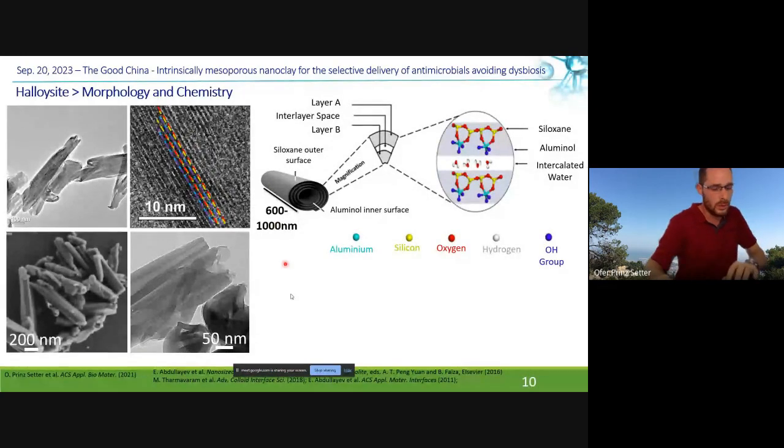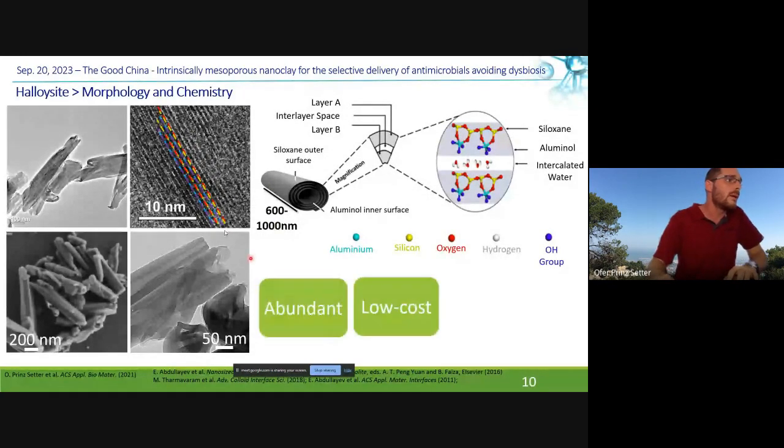They are found all around the world. They are abundant. They are made of alternating layers of silica and alumina rolled into these tubes. Here you can see the lumen. And they are extremely low cost in comparison to other nanomaterials. They are bought by the kilogram, for only a few dollars.